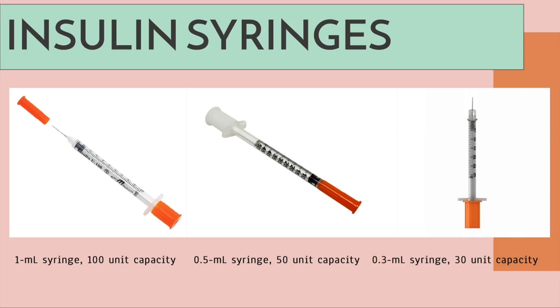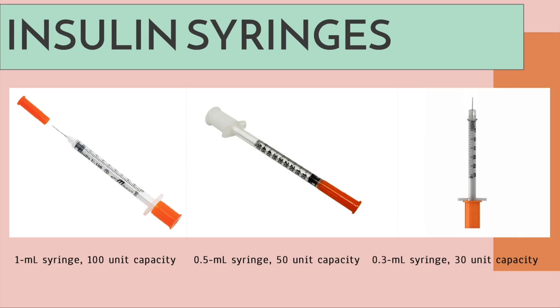Next, we will talk about the types of insulin syringes. There are 3 sizes of U100 capacity insulin syringes. They are the 1 ml syringe with a 100 unit capacity, the 0.5 ml syringe with a 50 unit capacity, and lastly, the 0.3 ml syringe with a 30 unit capacity.